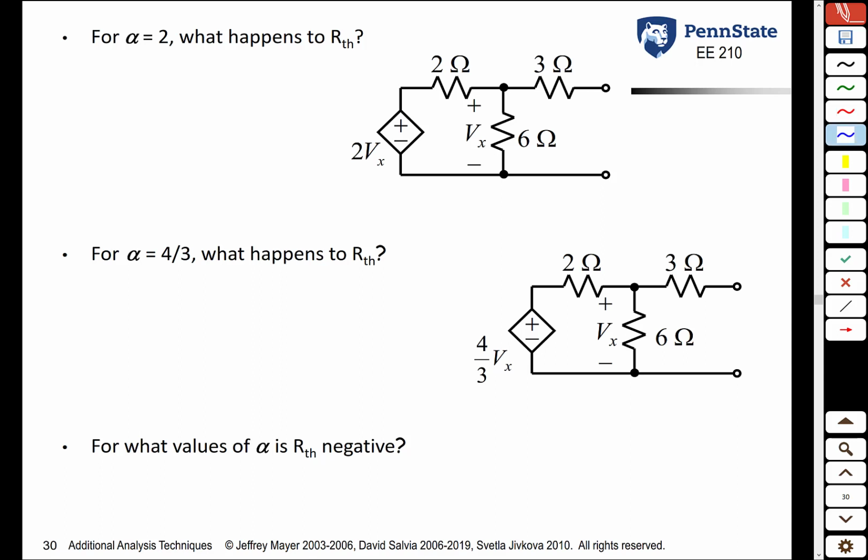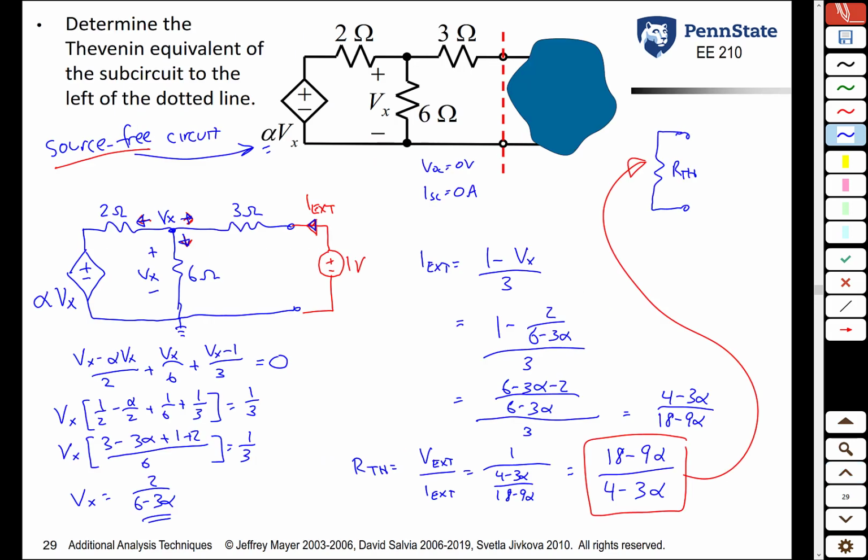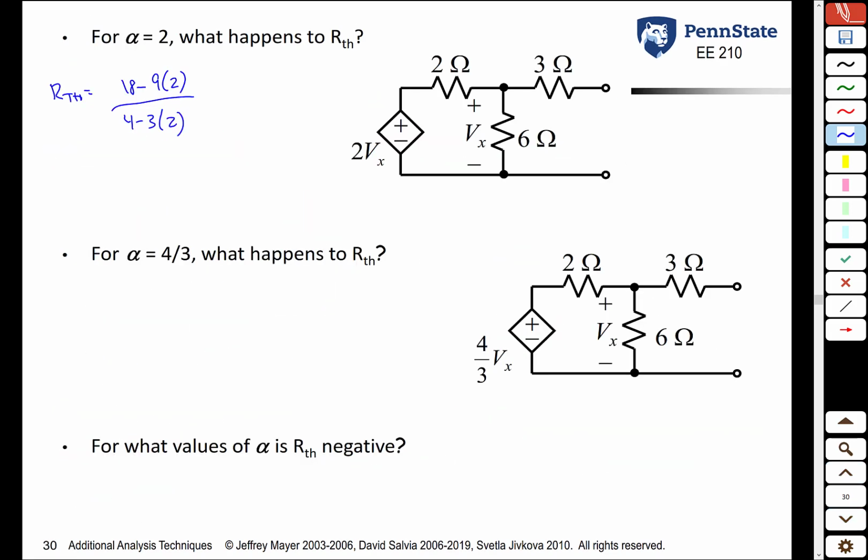If alpha is 2, the Thevenin resistance is 18 minus 9 times 2 over 4 minus 3 times 2. I'm just plugging in alpha equals 2 into this expression there. You end up getting 0 ohms. So for this particular value of that parameter, the Thevenin equivalent resistance is 0. It's a short circuit. What happens if alpha is 4/3?